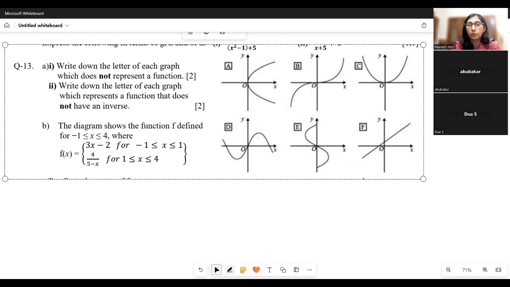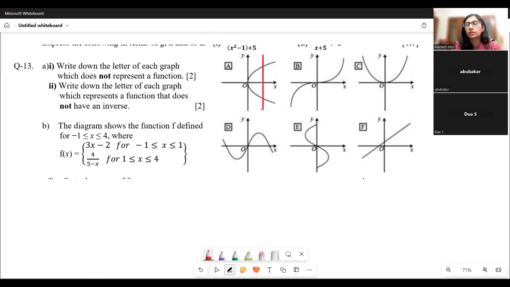Now we have to tell which of these is not a function. This fails the vertical line test, so this is not a function. So your first answer is A. This passes the vertical line test, so it is a function. This passes the vertical line test, it is a function. This also passes the vertical line test, it is a function. This fails the vertical line test, so it is not a function.